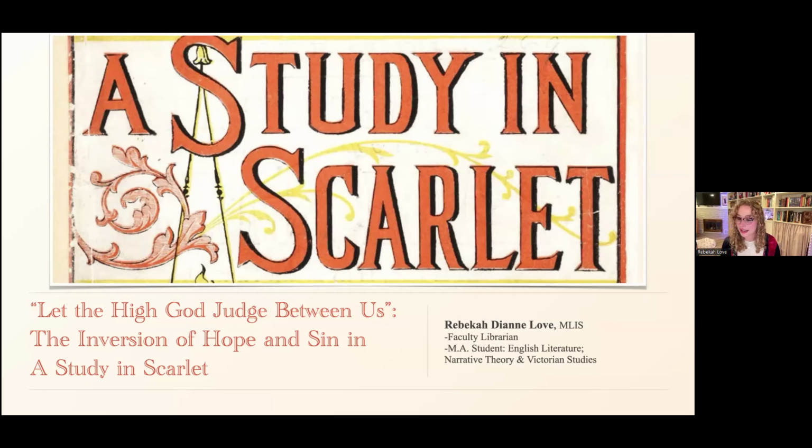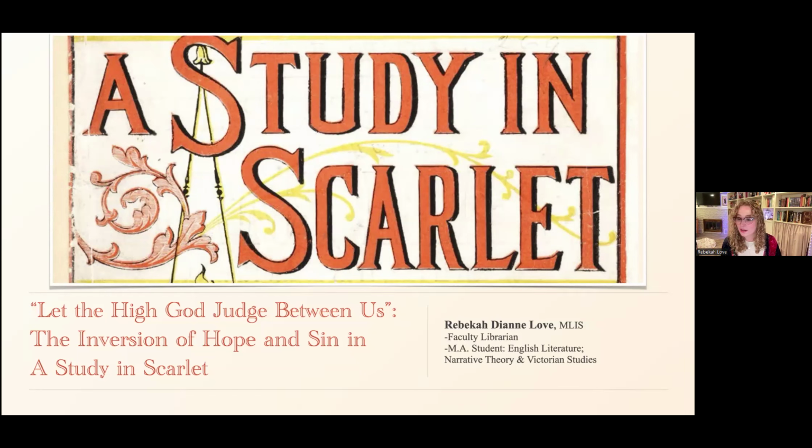I'm an academic librarian and graduate student, currently working on a second master's degree in English language and literature. My research interests concentrate on Victorian literature, particularly sensation and Gothic fiction, and narrative theory with an emphasis on rhetorical and ethical construction, narrative voice, and metafictive aspects within storytelling. Today, I'll be applying those lenses to one of my favorite novels, A Study in Scarlet.